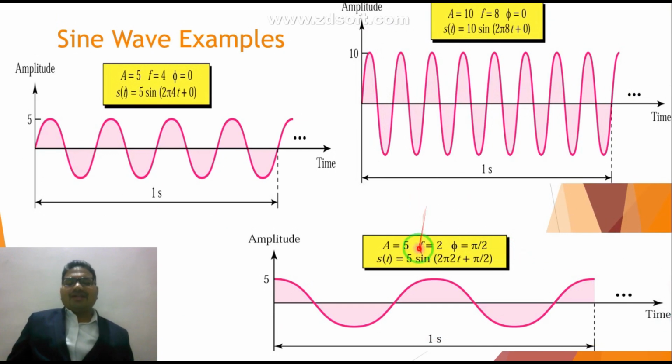So now A equal to 5 and f equal to 2. How many cycles are there in 1 second? You can measure it. There are 2 cycles. So frequency is 2 hertz and phi is equal to pi by 2. That is 180 by 2, that is 90 degree. So how can you write it? S of t is equal to A, that is 5, sine of omega t. Omega in the sense 2 pi f. f is what? 2. So 2 pi 2 t plus phi. What is phi? Pi by 2. So you can write pi by 2 over here. So this is the desired mathematical equation for your sine wave.